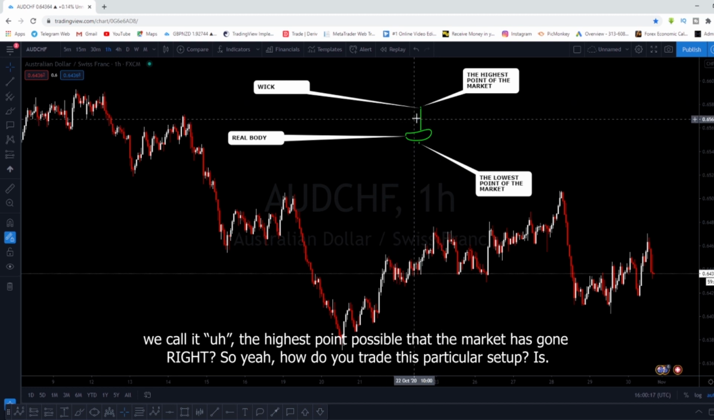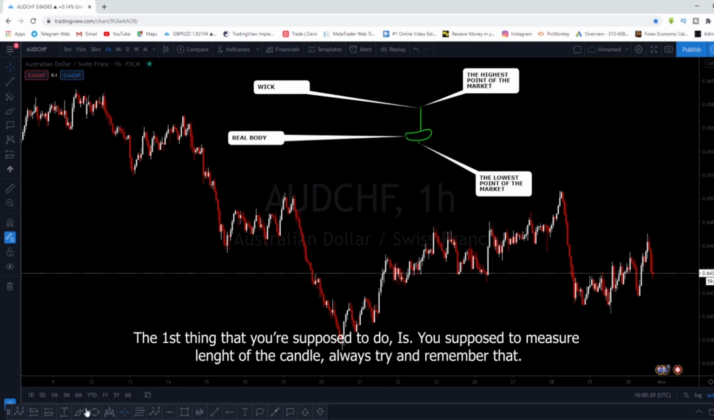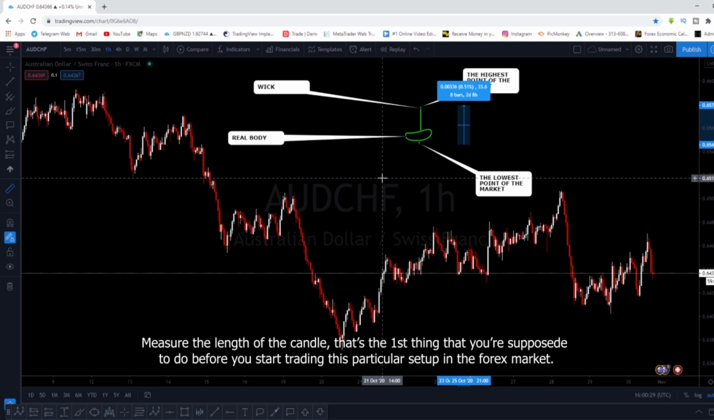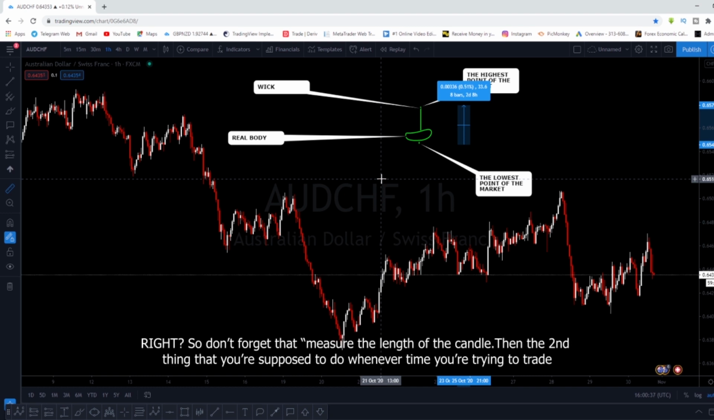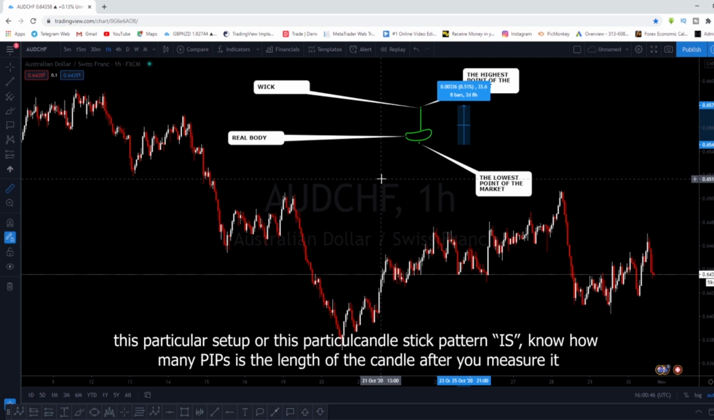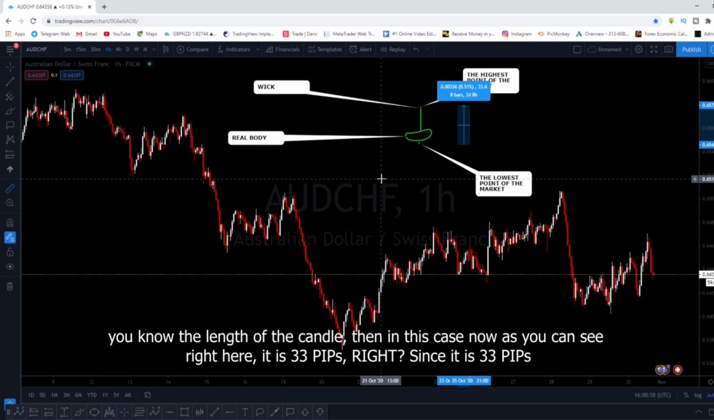So how do you trade this particular setup? The first thing you're supposed to do is measure the length of the candle. Always remember that: measure the length of the candle. That's the first thing to do before you start trading this setup in the forex market, so don't forget it. Then the second thing you're supposed to do is know how many pips the length of the candle is. After you measure it, you know the length of the candle. In this case, as you can see, it is 33 pips.